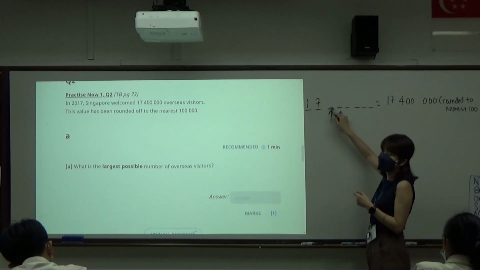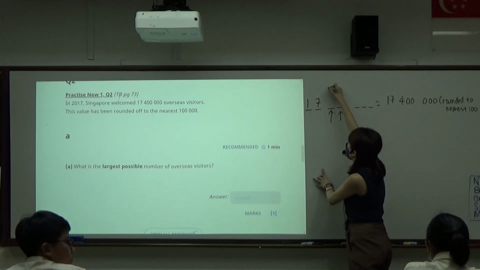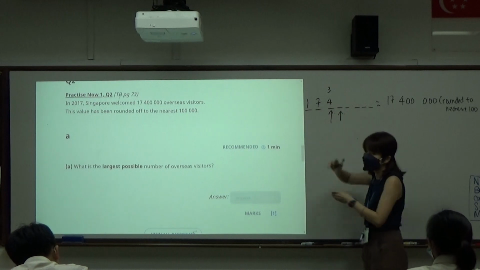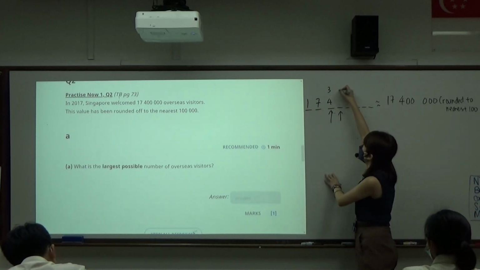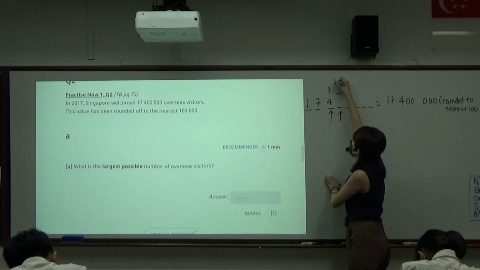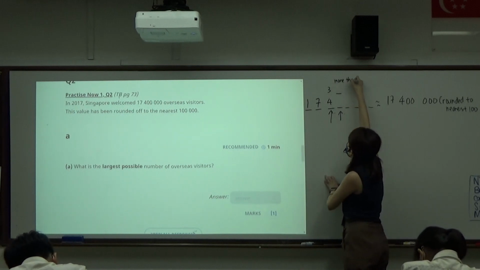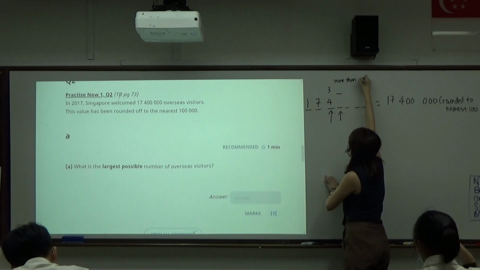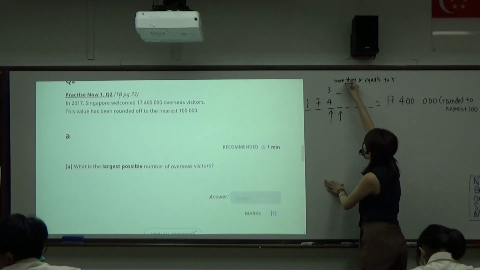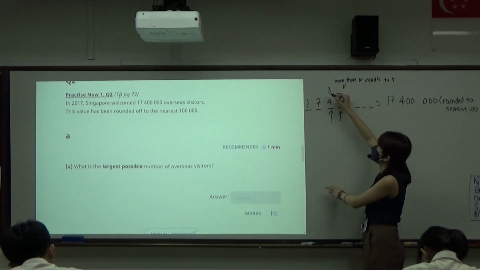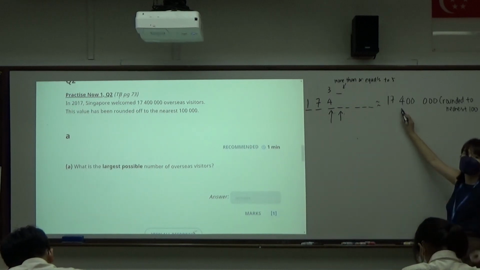So the digit over here can either be a 3 or a 4. When it is a 3, the number over here must be more than or equal to 5, in order for the 3 to round up to become a 4 over here.